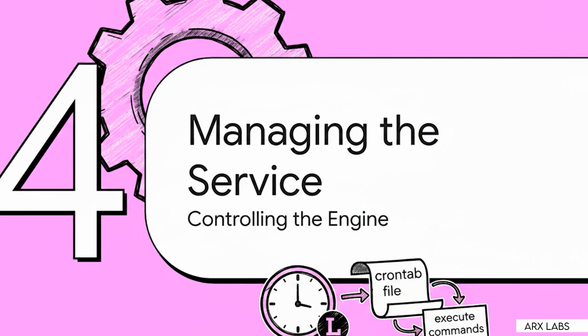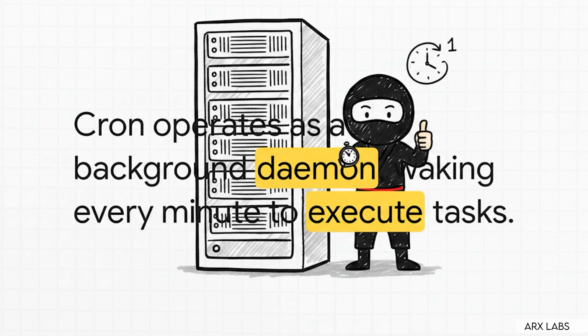Let's hit Section 4, Managing the cron service, or controlling the engine. So how does Linux actually know to read your crontab file and execute those commands? Well, because cron is a system service, it operates in the background, and that means it comes back up automatically even if your entire virtual machine has to be rebooted. It runs constantly in the background as a daemon process, which is usually called crond.